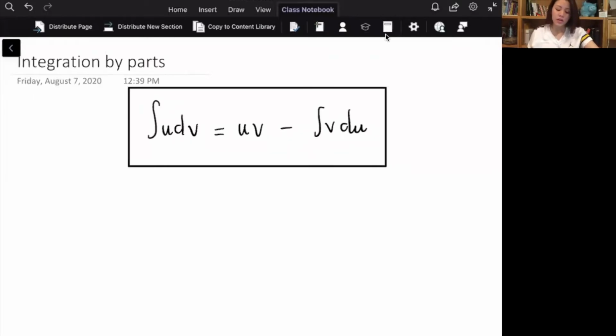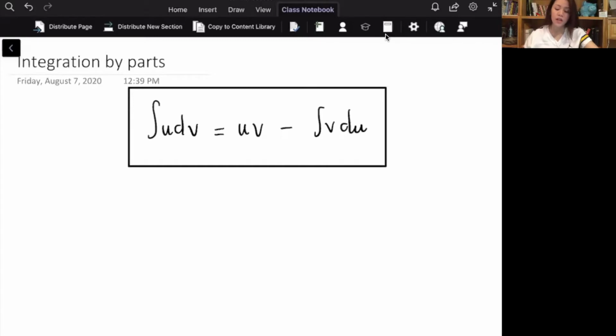As you can see here, this is the formula of integration by parts. It is derived from the product rule, but we're not going to prove it today. Generally, it says that if you have an integral of a product of a function u times the derivative of another function dv, it is equal to the product of two functions u times v minus the antiderivative of the product of function v times the derivative of function u.